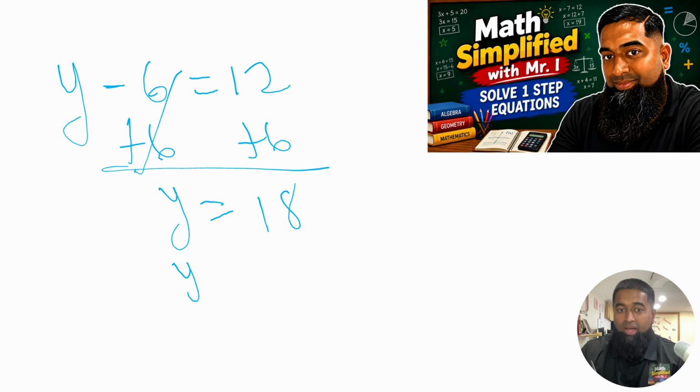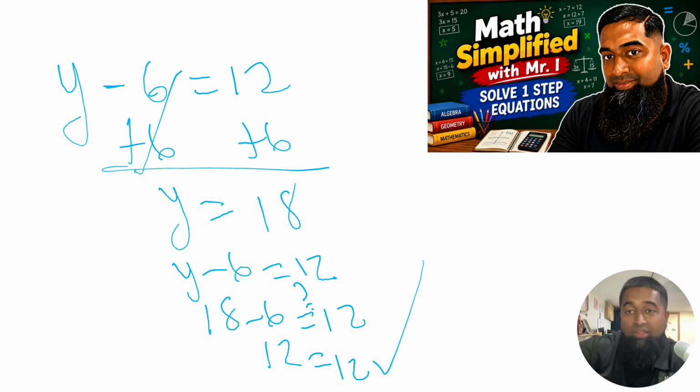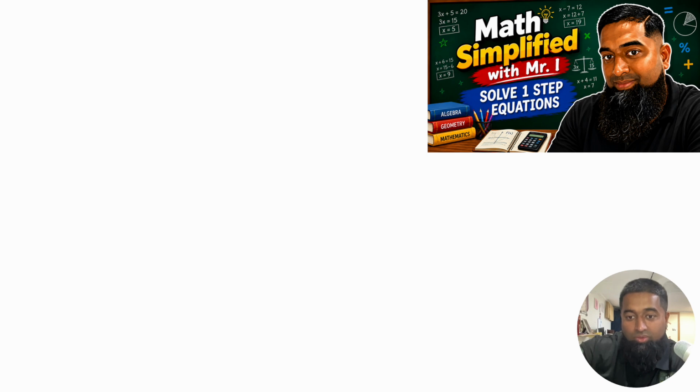How do you do a check? Now it's going to be y minus 6 equals 12. You put the 18 here, minus 6. Is it 12, right? We put a question mark. Is it? Yes, 12 equals 12. That checks. Another one done, right? That's another one-step equation.